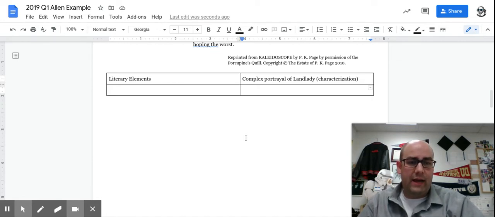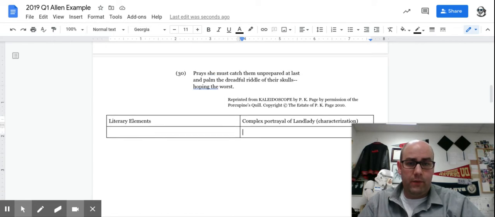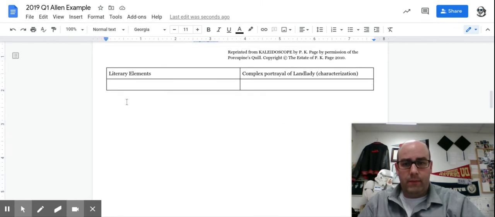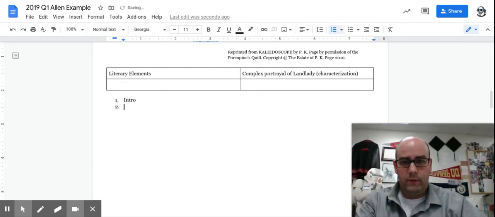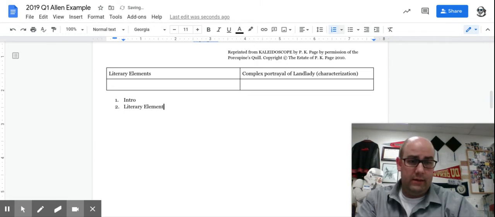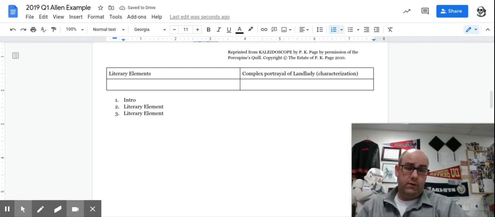And then after that, you're going to do the outline on your own. And remember that when we outline, our first is going to be our intro. Then you're going to choose a literary element, whatever that is. And then you're going to choose another literary element. You're just going to identify those and how they connect up to our main idea, this complex portrayal of the landlady.